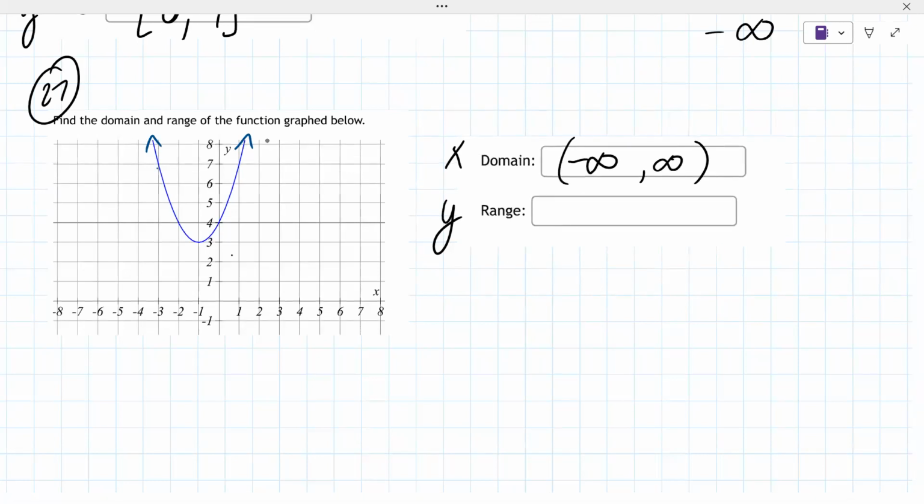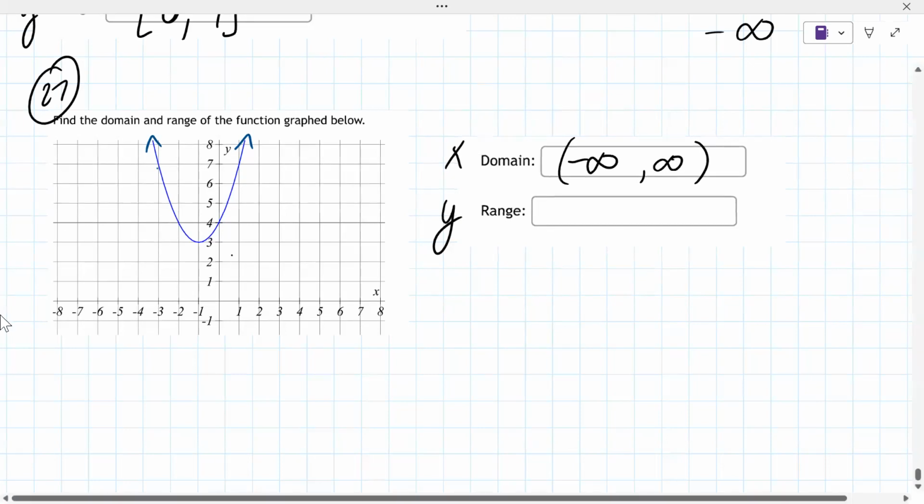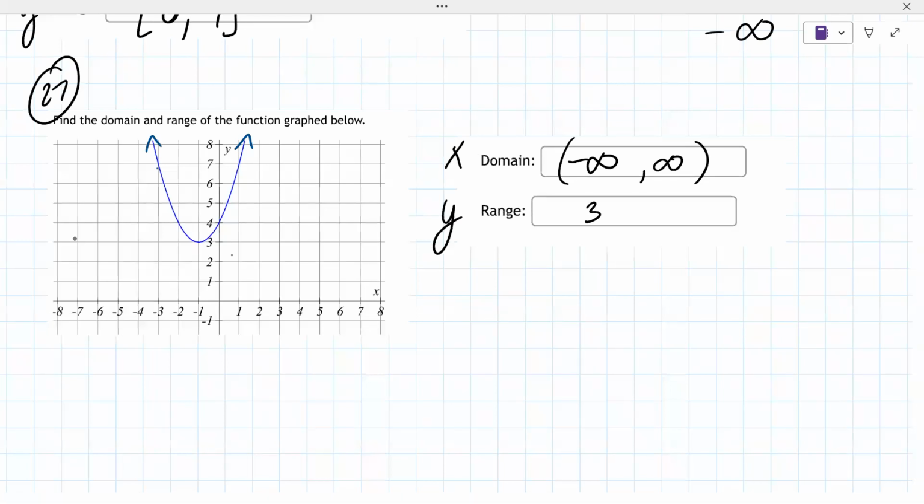All right, range. What is the smallest y value? Is it 0? Wait, 0 is down here. Oh, where's the y? Oh, it's above. I don't know, 3? Is 3 included? Yes.